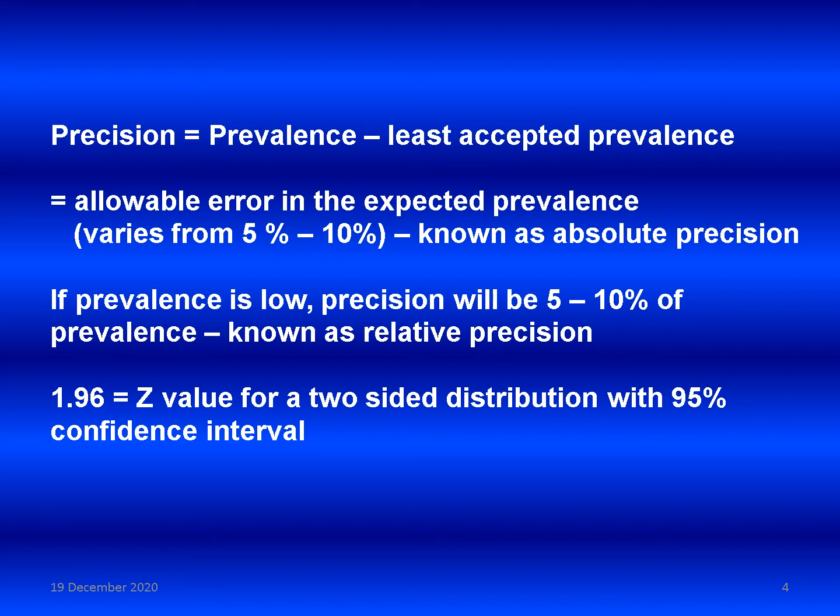If prevalence is low, sometimes conditions are like that. Prevalence or condition is very low, less than 5%, maybe 1% or 2%. Then we cannot take allowable error or precision as 5% or 10%, right? So then precision can be calculated as 5 to 10% of the prevalence in that situation. Then it is known as relative precision.